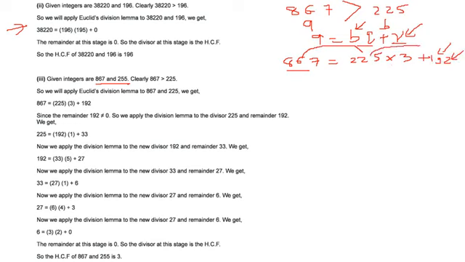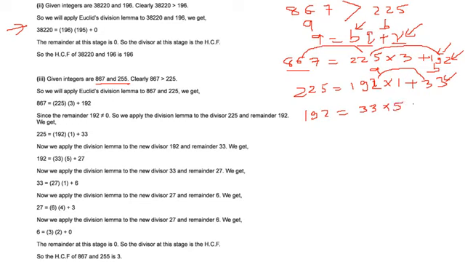So 225 and 192. Now this is A, this is B. So 225 can be written as 192 into 1, because if I multiply it by any other number, it will go past 225 that we don't want, plus 33, right? Now after this, what do we do? Again, we are not getting remainder as 0. So 192 and 33. So 192 is equal to 33 into some number, say 5, and you just subtract 33 into 5 from 192, you get 27. Again, we are not getting remainder as 0. So 33 has to be written as 27 into 1, and subtract 27 from 33, you get 6.